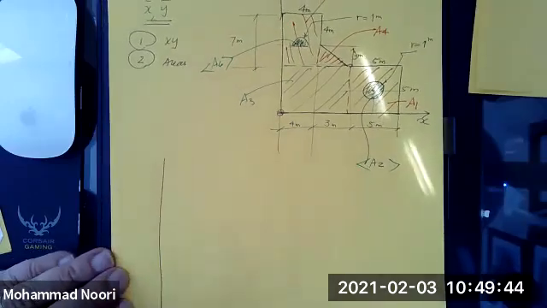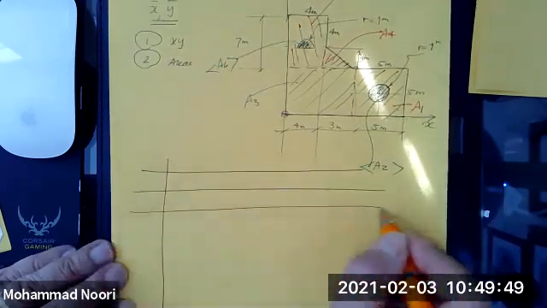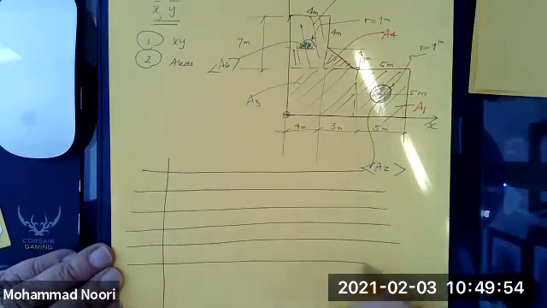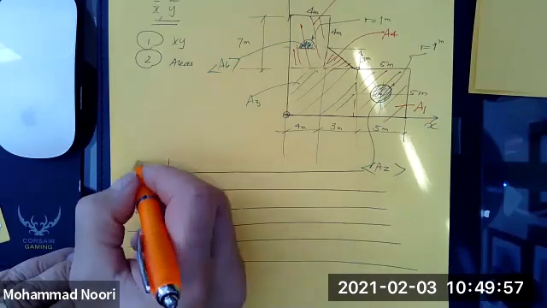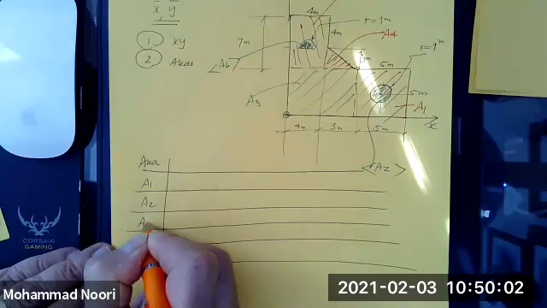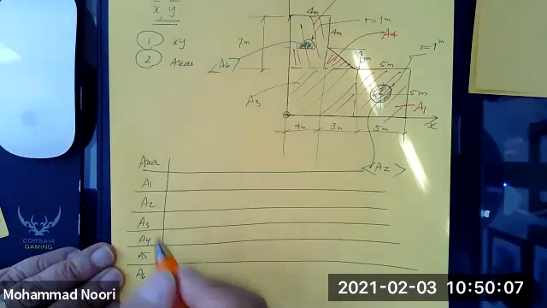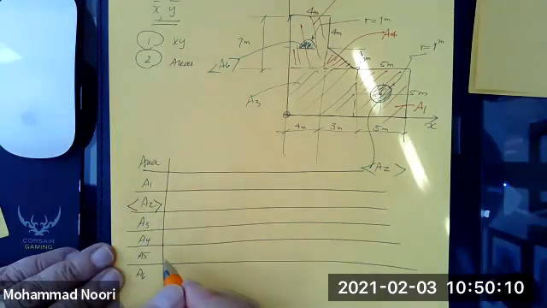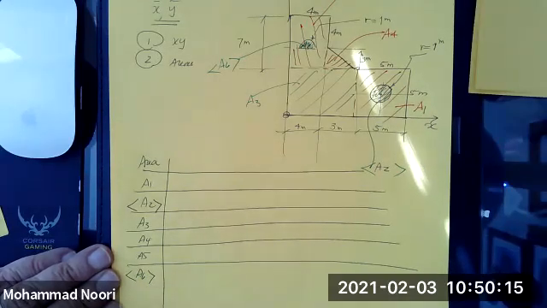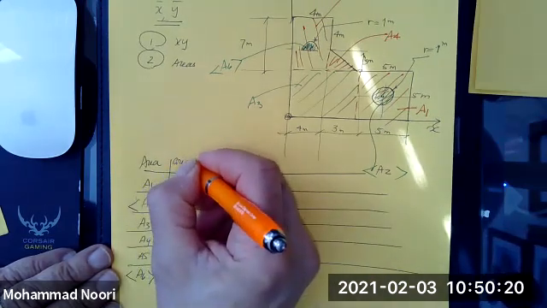Set up the table, the famous table. Be careful when you set up this table. The only warning I have for you, do not make a mistake with signs. So tabulate the areas, A1, A2, A3, A4, A5, A6. Label those that are negative, which in this case are your A2 and A6. Now write down the areas.